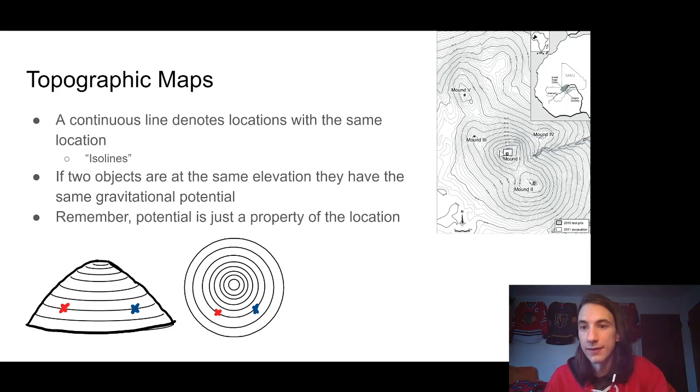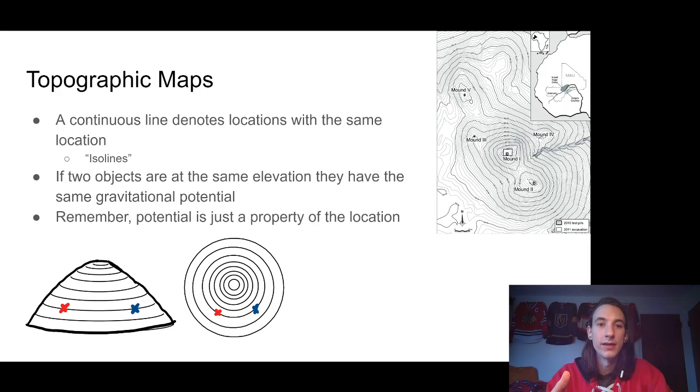If we see all of these lines spaced together really closely, it means we have a sharp change in elevation. And if it's more shallow, then we have a flatter surface. But so we can call those isolines. These are lines that show us the same potential, the same height.